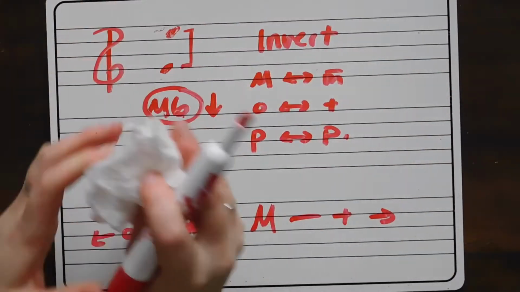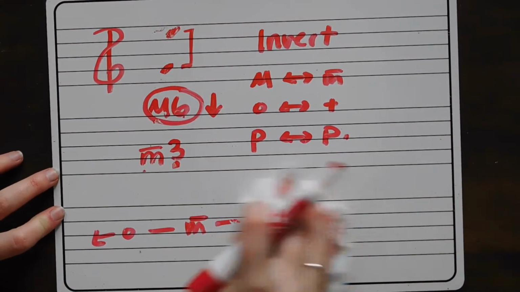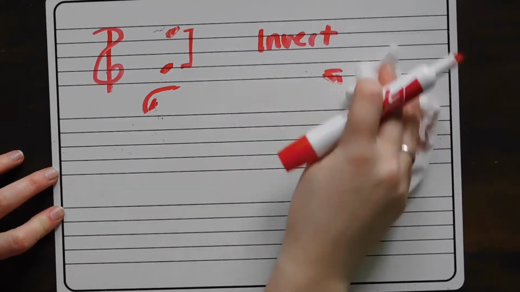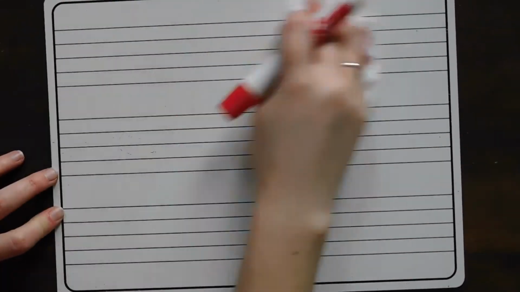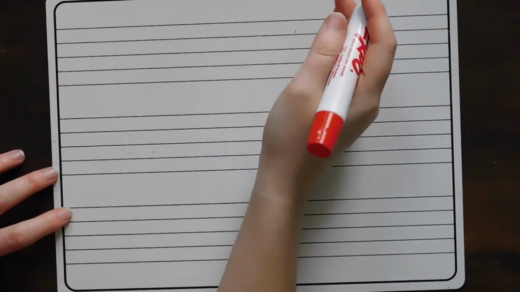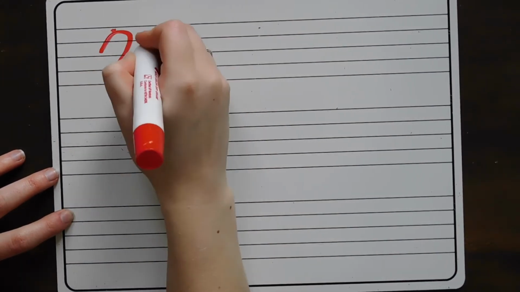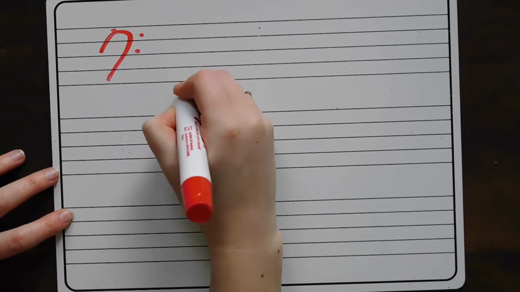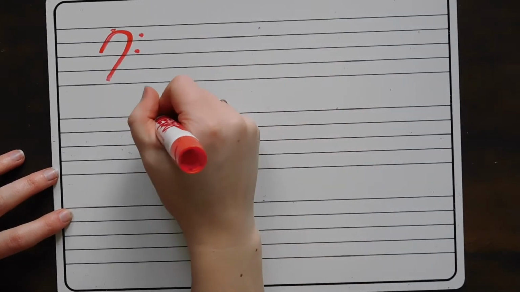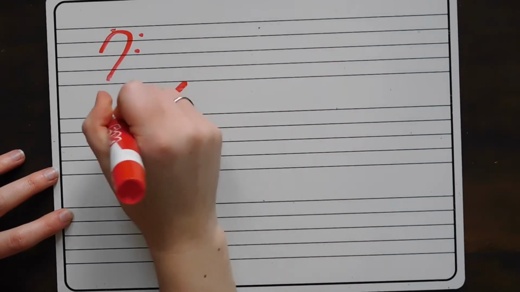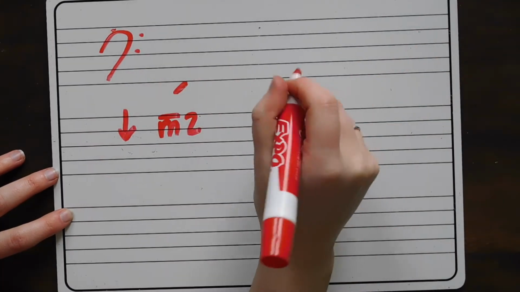All right, we're going to do a couple of these together. All right, so let's do bass clef for fun. So let's say it's an F. I give you an F, and I want a minor second below. These are all going to be below just for the sake of this video, right?